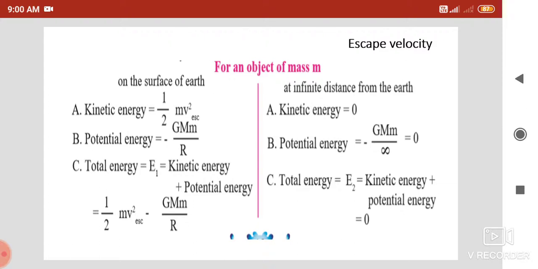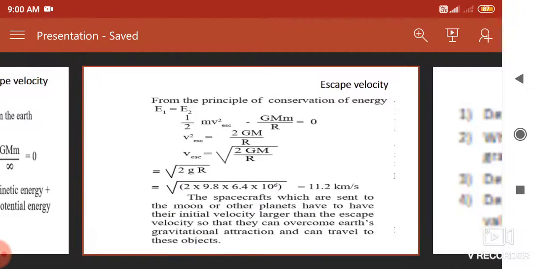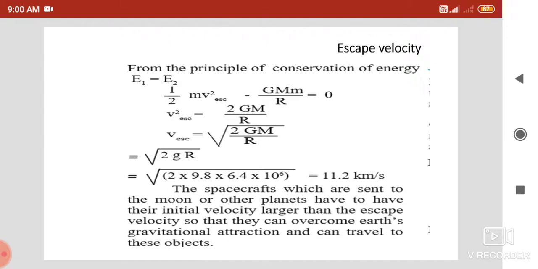At infinite distance from the earth, the kinetic energy will be zero. Similarly, the potential energy is also zero. So total energy will again be zero. Now, according to the law of conservation of energy, E1 is equal to E2. It means whatever energy it has on the surface of the earth is equal to the energy at infinite distance. So half m v_e squared minus GMm upon r is equal to 0. After solving this, we get v_e is equal to the square root of 2gR.